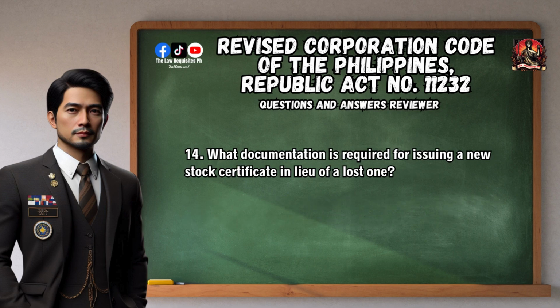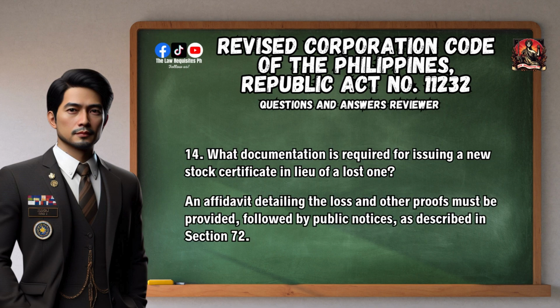14. What documentation is required for issuing a new stock certificate in lieu of a lost one? An affidavit detailing the loss and other proofs must be provided, followed by public notices, as described in Section 72(15).